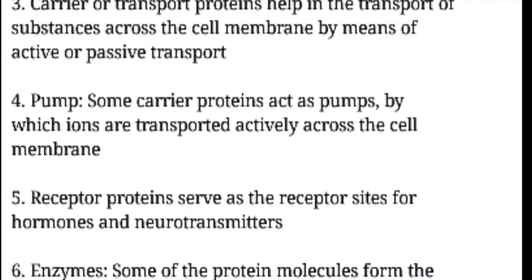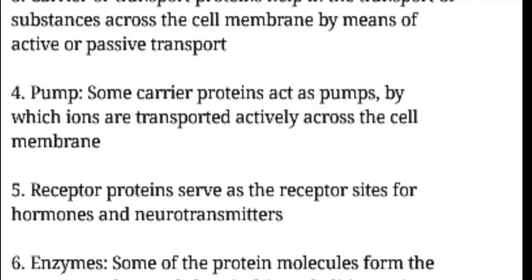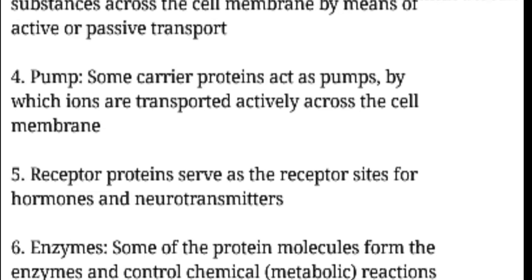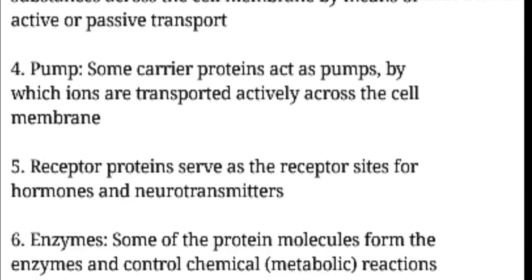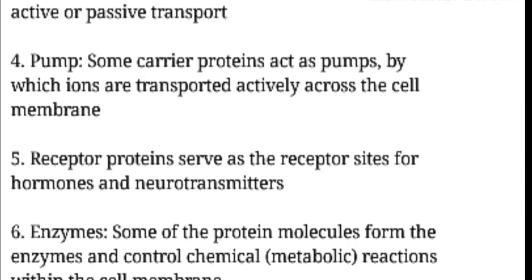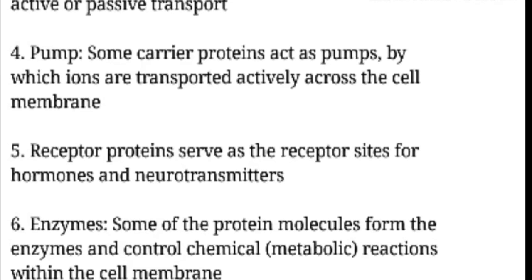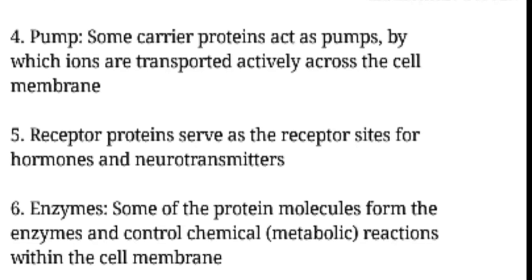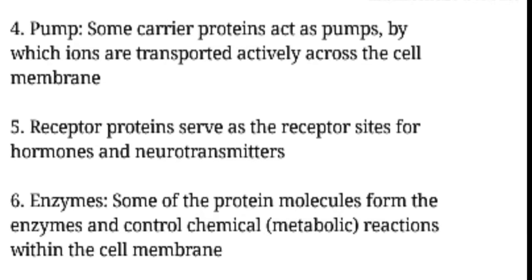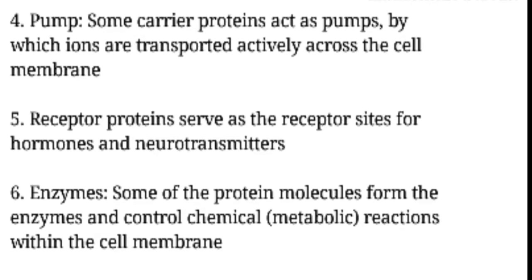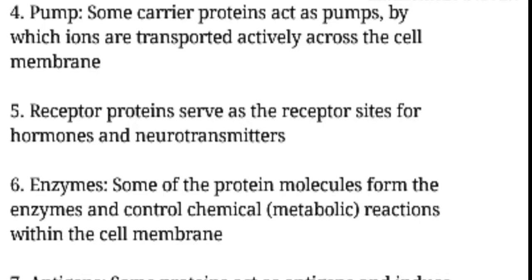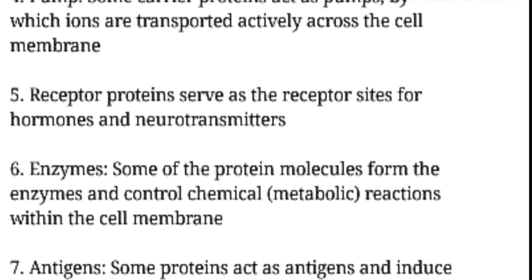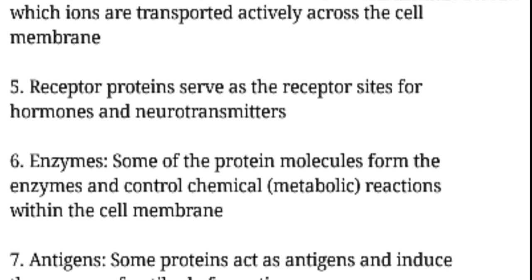Functions of proteins in cell membrane. 1. Integral proteins provide the structural integrity of the cell membrane. 2. Channel proteins help in the diffusion of water-soluble substances like glucose and electrolytes. 3. Carrier or transport proteins help in the transport of substances across the cell membrane by means of active or passive transport. 4. Pump. Some carrier proteins act as pumps by which ions are transported actively across the cell membrane.